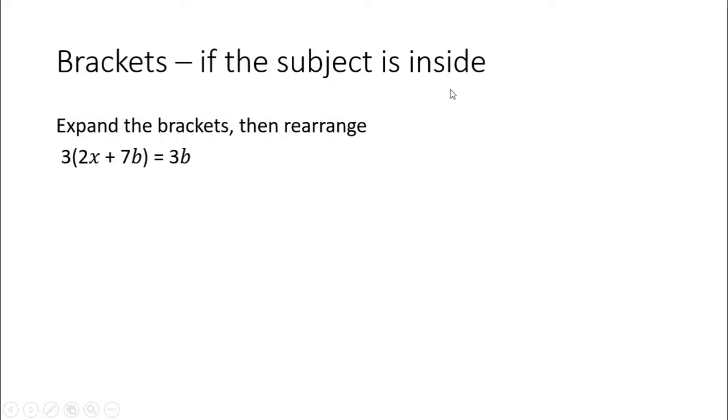Let's get started. In all of these examples, I want to get x as the subject. Let me just first make that clear. So I want to get x as a subject. It's inside the brackets. The easiest way to get rid of these brackets is to expand it out. So multiply it out. 3 times 2x and 3 times 7b. So first step, that gives me 6x, right? 3 times 2. And 21b, because I did 3 times the 7b. Right? And now I just need to get x on its own, and it should be pretty straightforward from here.